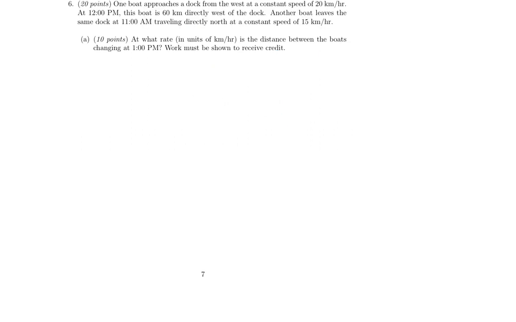Okay, so this one is a 20-point problem. This one's one of the really big ones on this. It gives us that one boat is approaching a dock from the west at a constant speed of 20 kilometers per hour. I'm going to try and draw this.